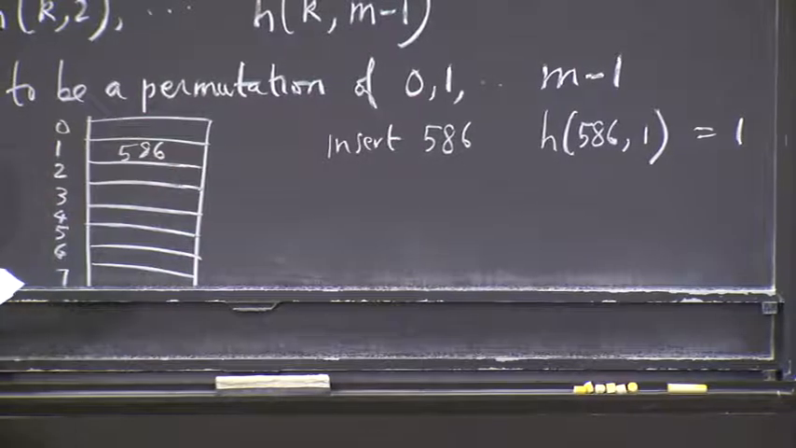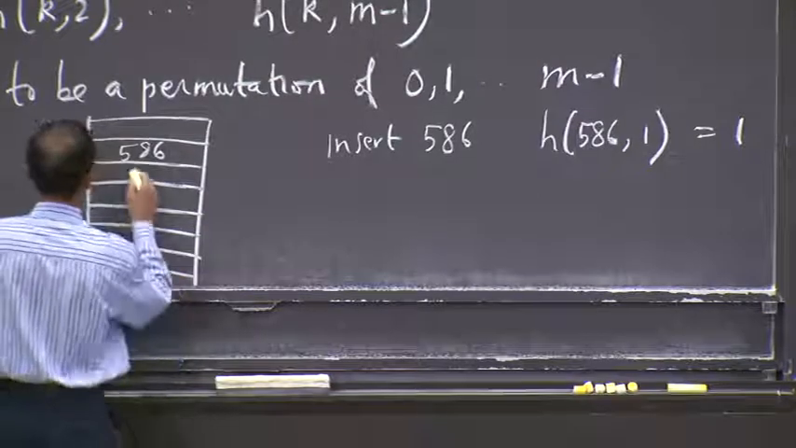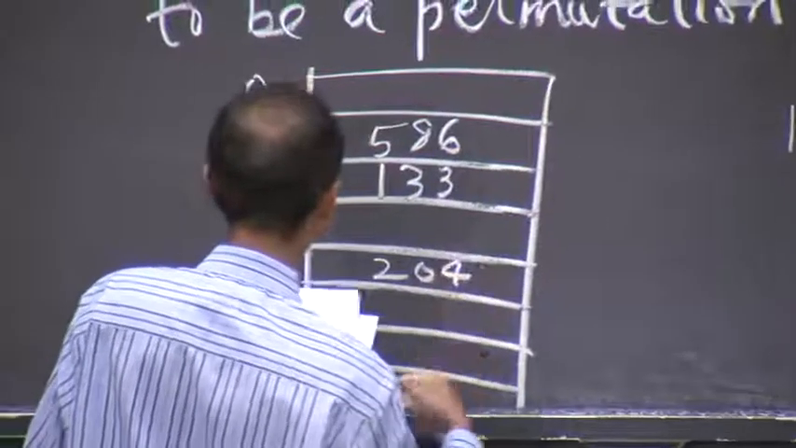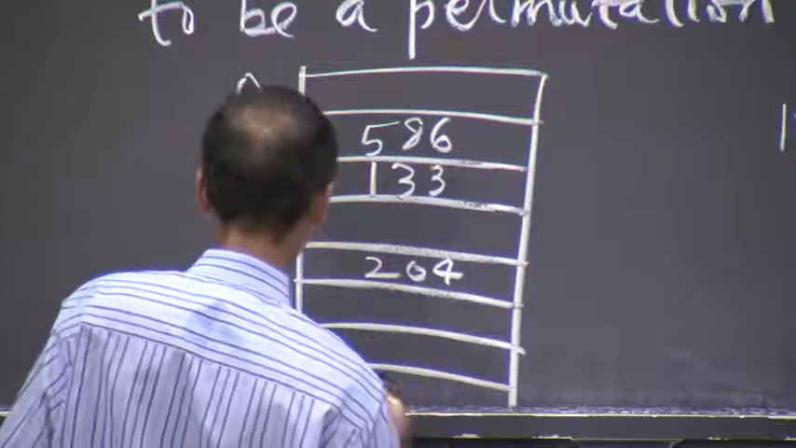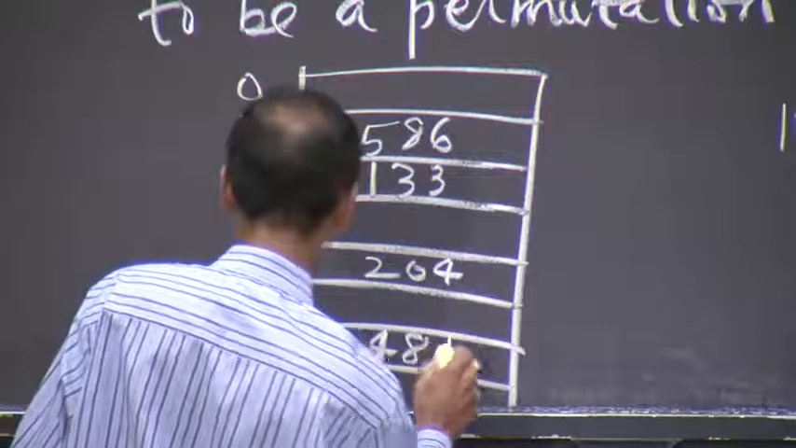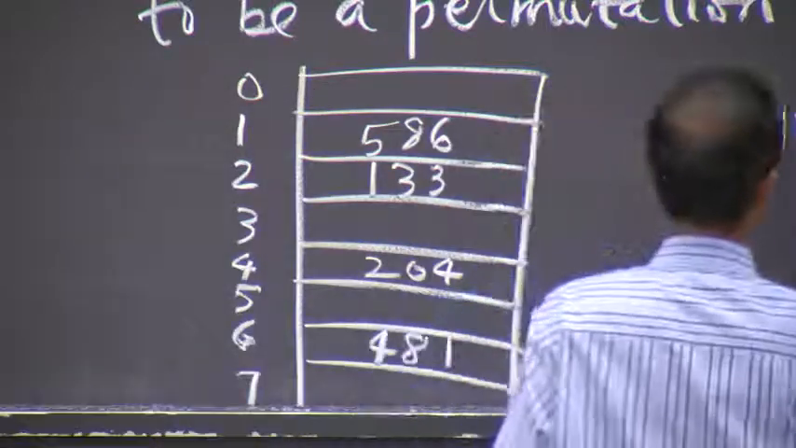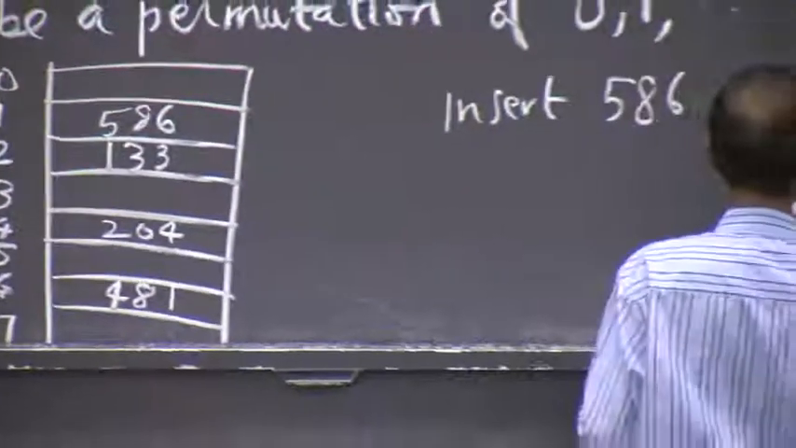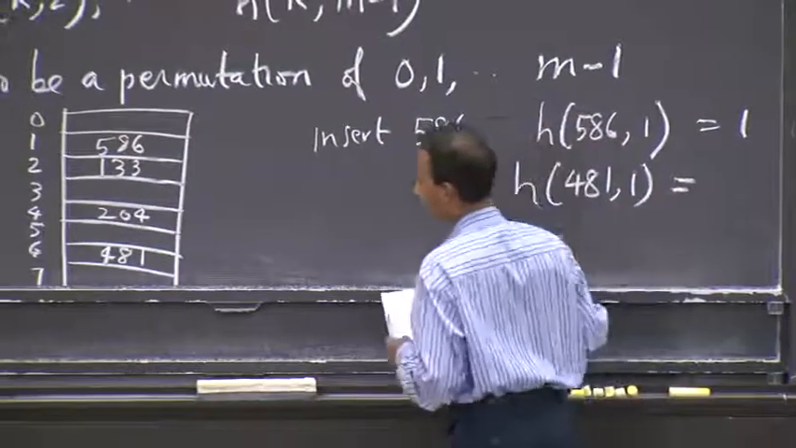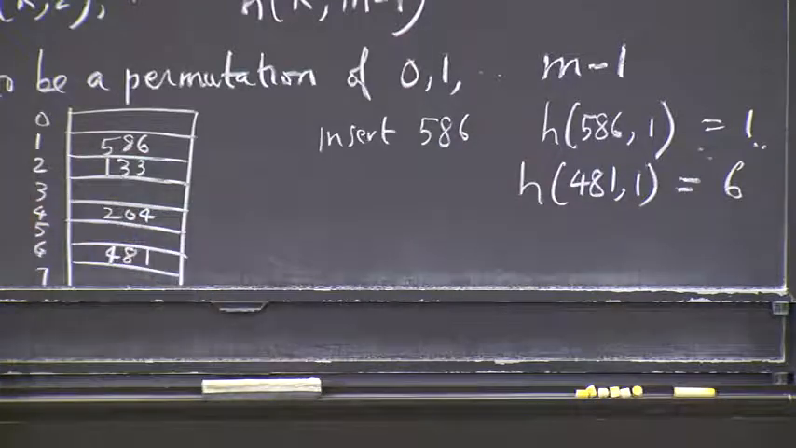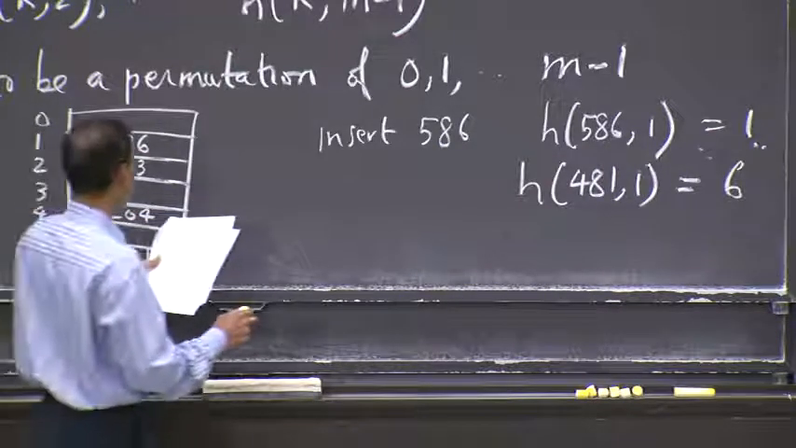And then I insert, for argument's sake, 133. I insert 204 out here. And because the hash table is empty, 481 out here, and so on. My very first trial is successful. So h of 481, 1, I'm not going to write this all out, happens to be 6, and so on. Now I get to the point where I want to insert 496.